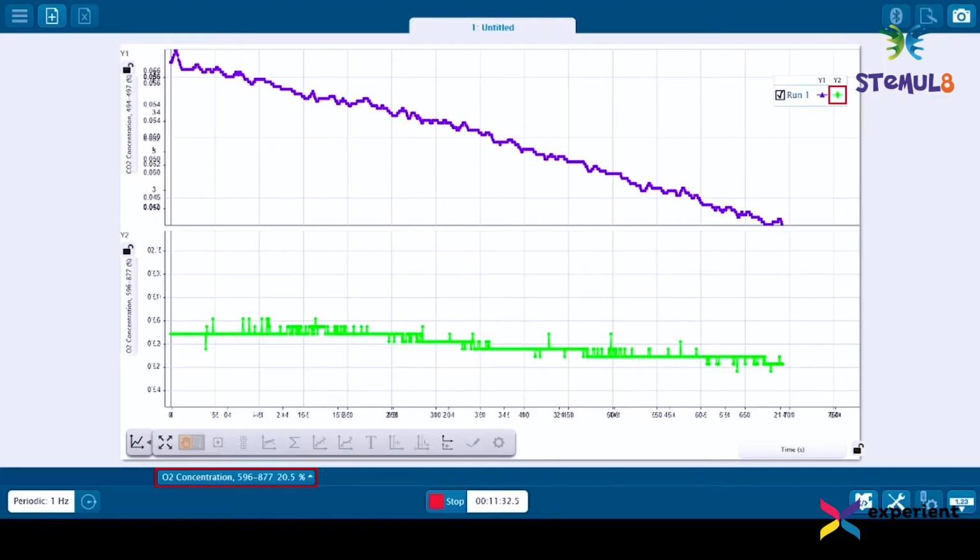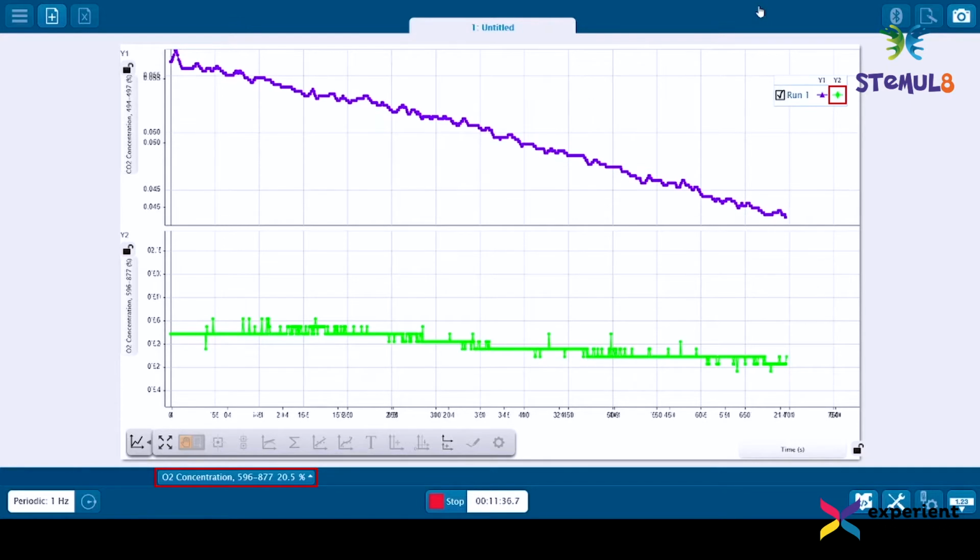As you can see from the graph, since the lights are on, the photosynthesis is on, and the plant is actually consuming carbon dioxide. How can I say that? You look at the trend. The trend is that the carbon dioxide level is continuously dropping, and it has started with around 0.06%.